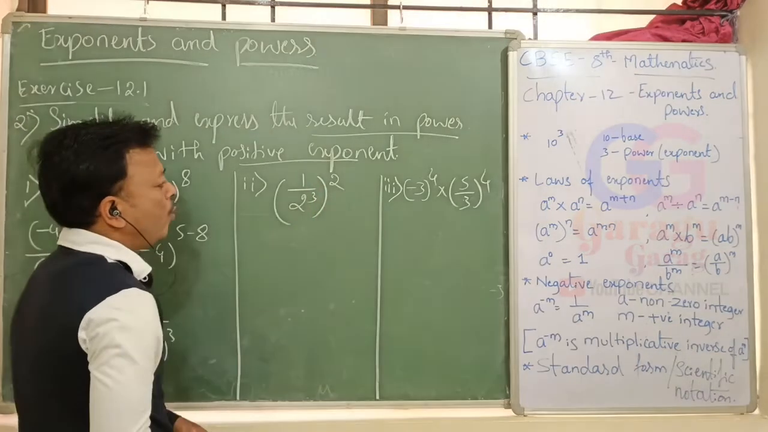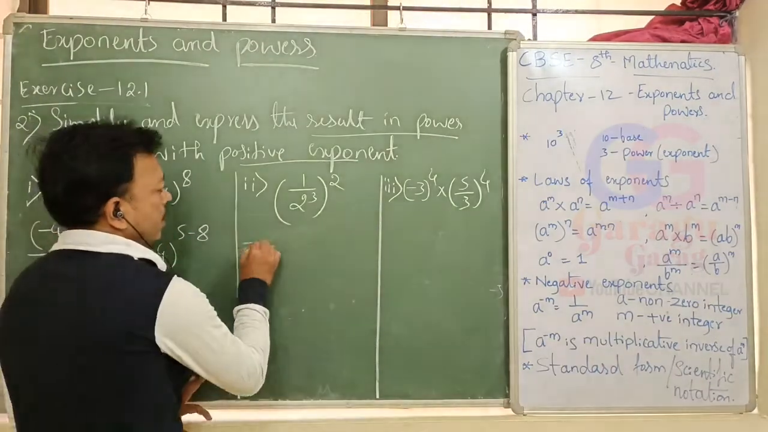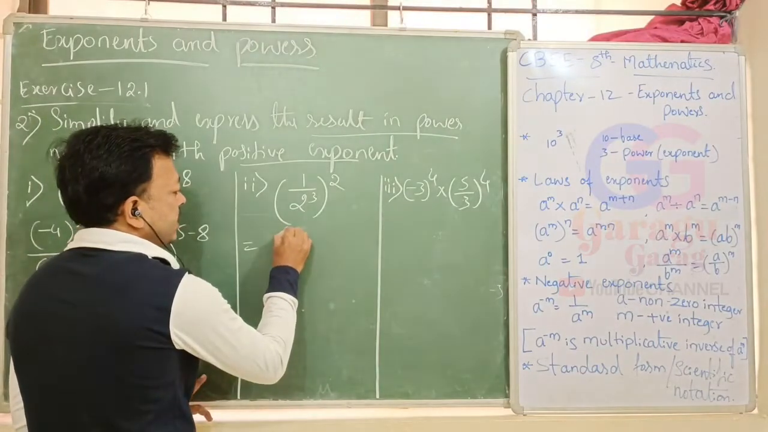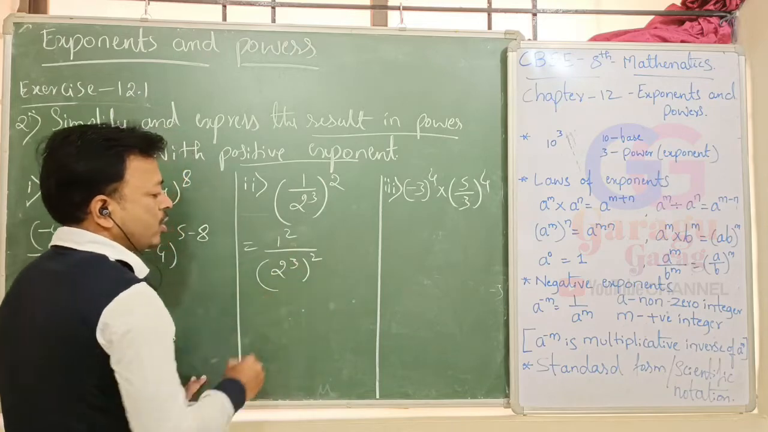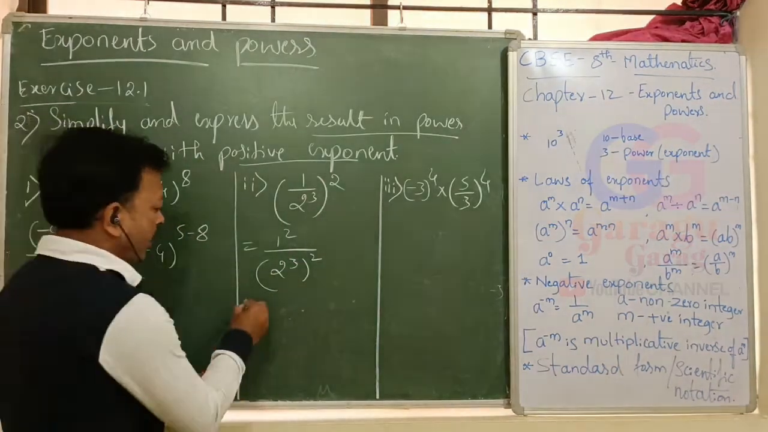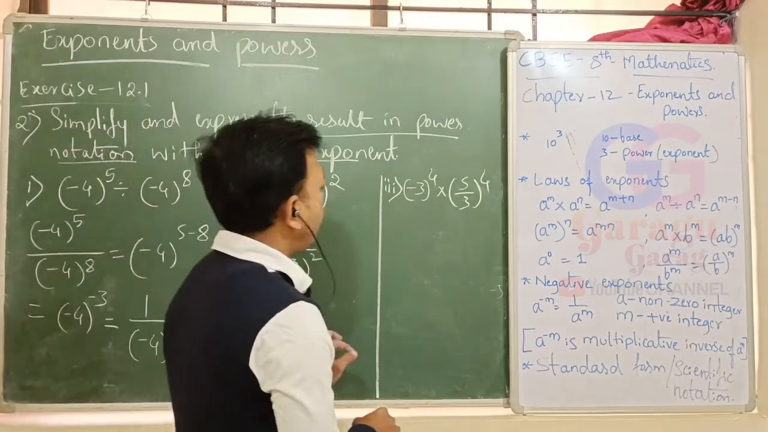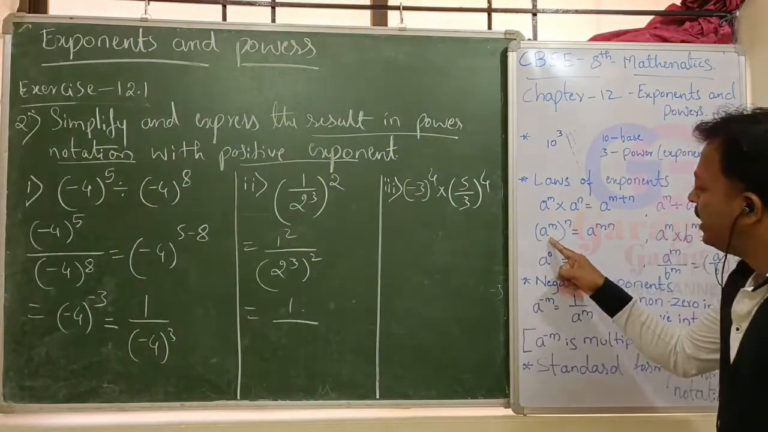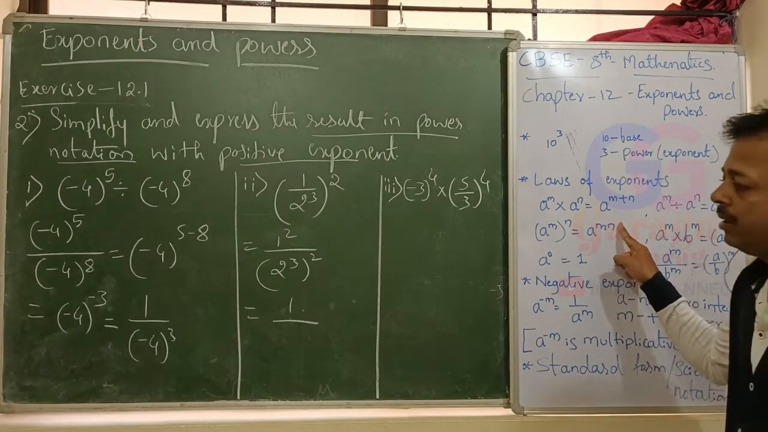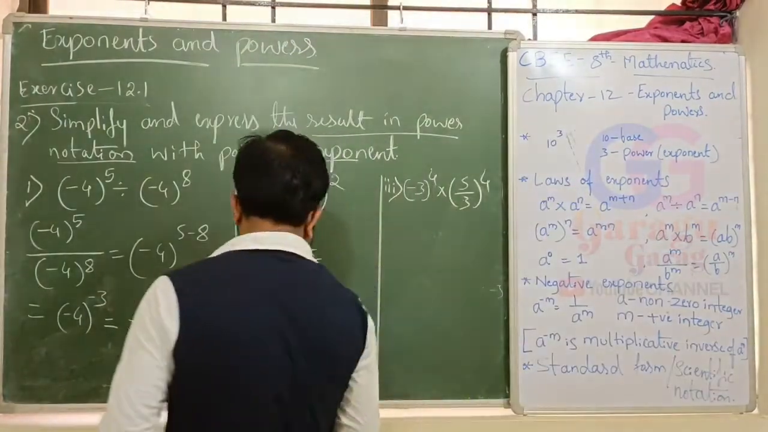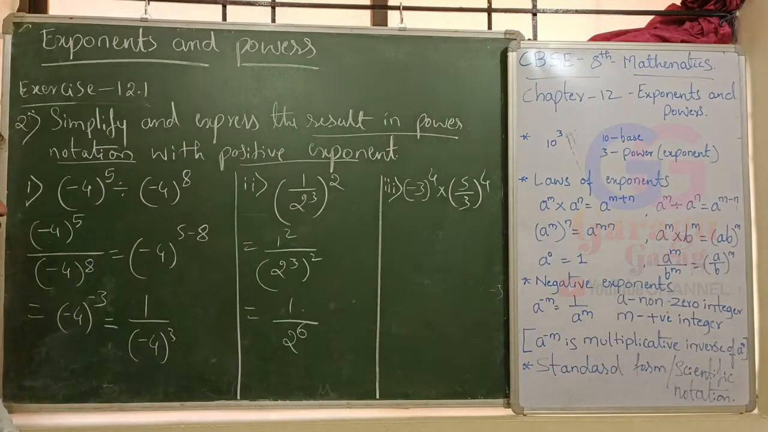Now come to here. 1 divided by 2 cube, whole square. So take the square inside: 1 square divided by 2 cube whole square. 1 square is 1, divided by, you have to multiply the exponents. See here, a raised to m whole raised to n equals a raised to m into n. So 3 twos are 6: 2 raised to 6. 1 divided by 2 raised to 6.